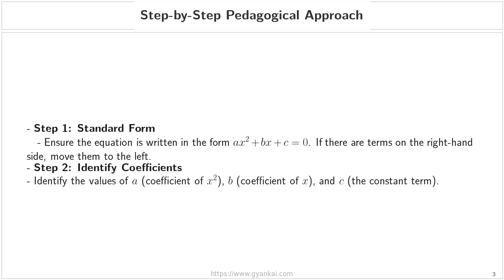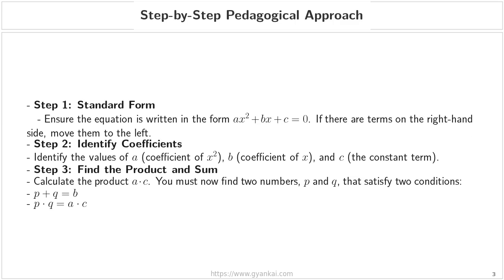Step 2 is to identify your coefficients. Once the equation is in standard form, clearly label your values. Find the value of a, which is the coefficient attached to x squared, find b, the coefficient of x, and find c, which is your constant term. Step 3 is often the most critical part of the process, finding the product and the sum. First, calculate the product of a and c. Now, your mission is to find two specific numbers. Let's call them p and q. These two numbers must satisfy two strict conditions. When you add them together, the sum must equal b. And when you multiply them together, the product must equal the value of a times c that you just calculated.